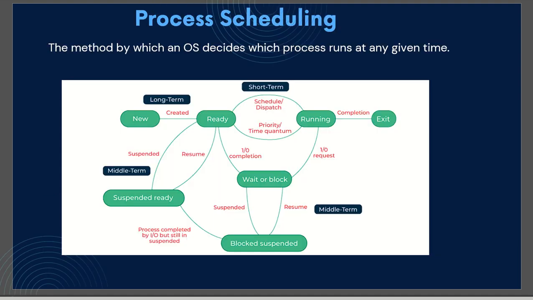Process scheduling. Process scheduling is how the OS decides which process runs at any time. There are different types of scheduling: long term for job scheduling, short term for CPU scheduling, and medium term for swapping processes in and out of memory. Good scheduling is key for smooth system performance.